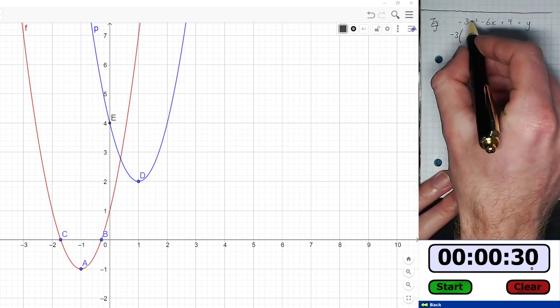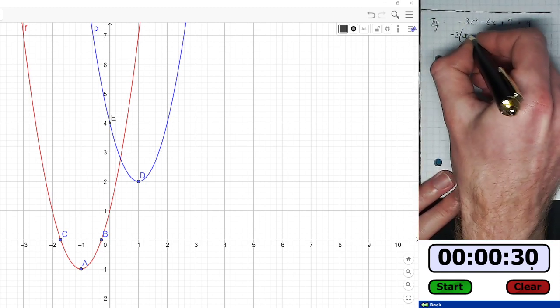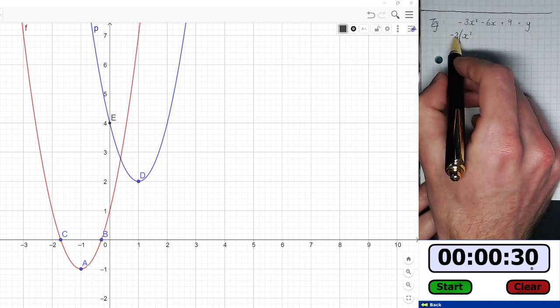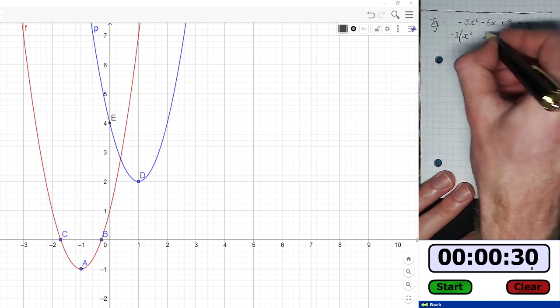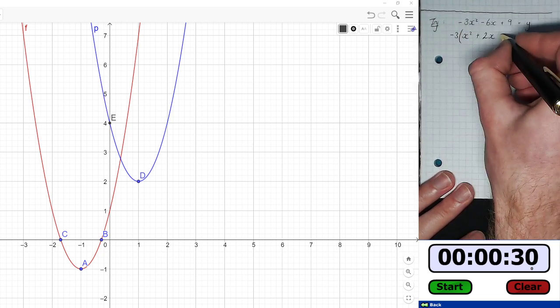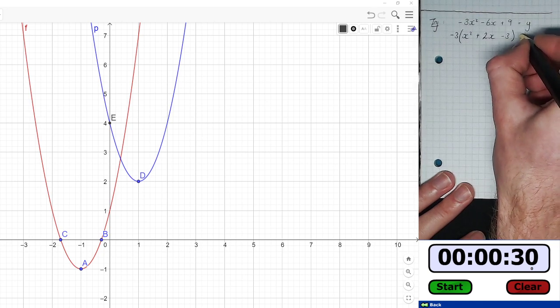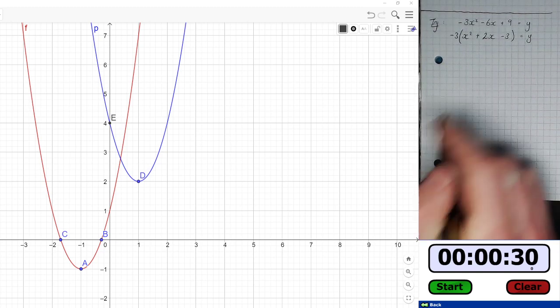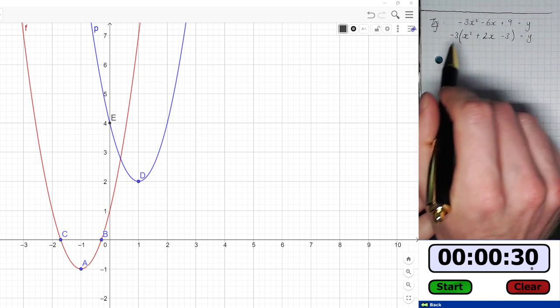If I did that, we would have x squared, negative 3 times 2 gets me negative 6, negative 3 times negative 3 gives me 9. There's our quadratic in there, ready for us to complete the square.